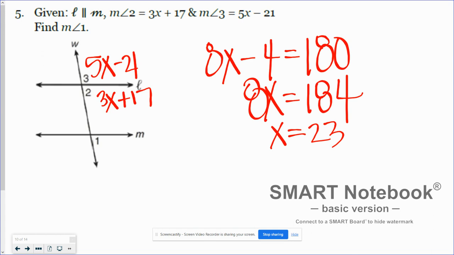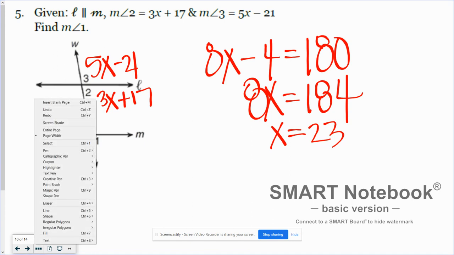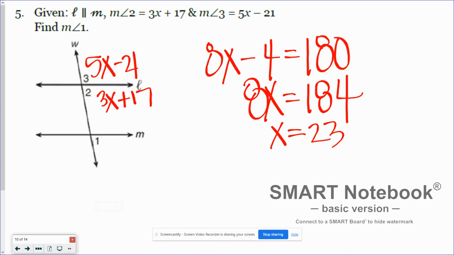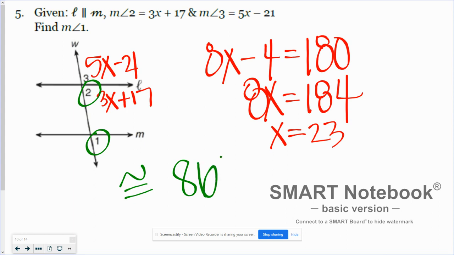Now I want to find the measure of angle 1. I know that angle 1 and angle 2 are corresponding angles. And corresponding angles are congruent, right? So if I go 3 times 23 plus 17, I get 86 degrees. And that would be the measure of angle 1.